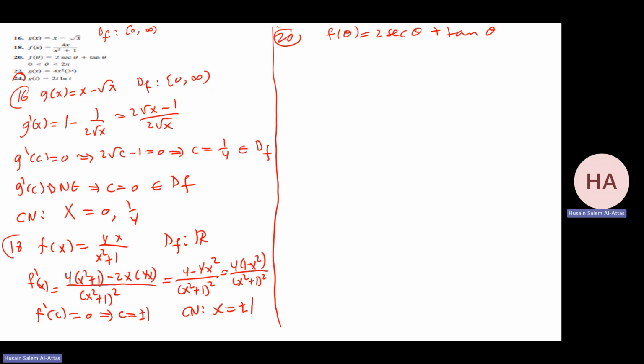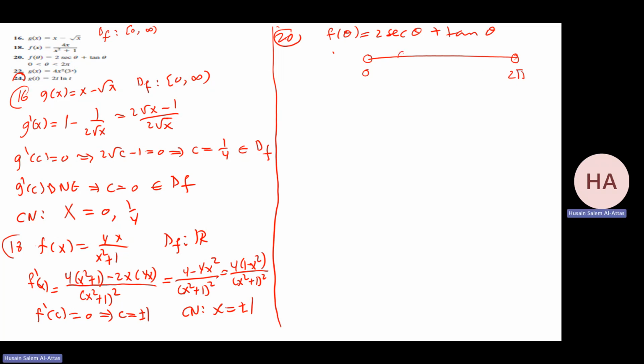The domain of f is not between 0 and pi over 2. Secant is not defined at pi over 2. We need to be careful with this. The domain of f is what? All real numbers. It's not between 0 and 2 pi. Yeah, it's between 0 and 2 pi.